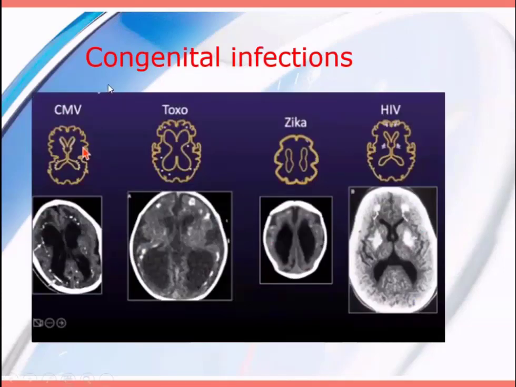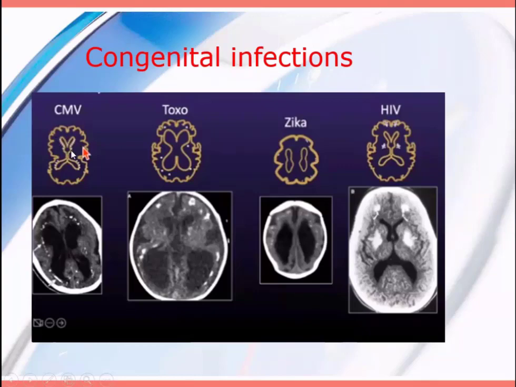So here we have the example of the congenital infections. We have cytomegalovirus, toxoplasmosis, Zika virus, and HIV. And here from the diagram, we can see the distribution of the disease. Here, cytomegalovirus is known for being microcephalic, so small head size. Also, Zika virus has small head size, so microcephaly in cytomegalo and Zika, while toxoplasma and HIV have no microcephaly.